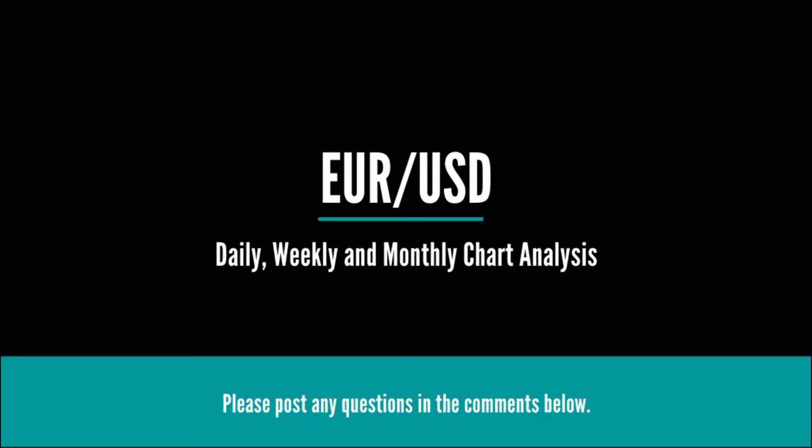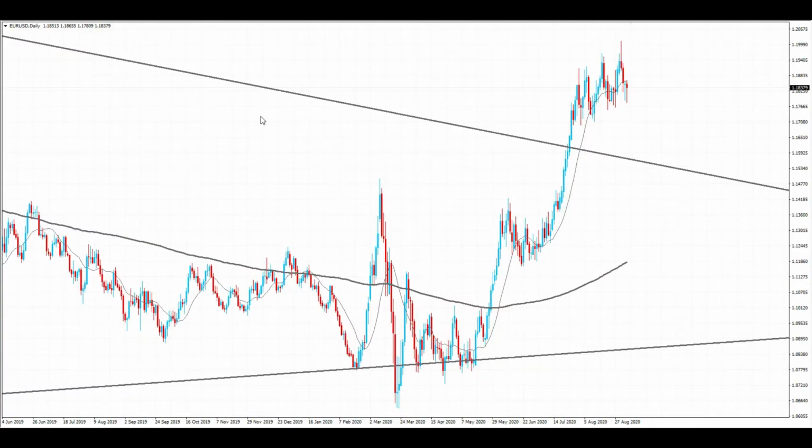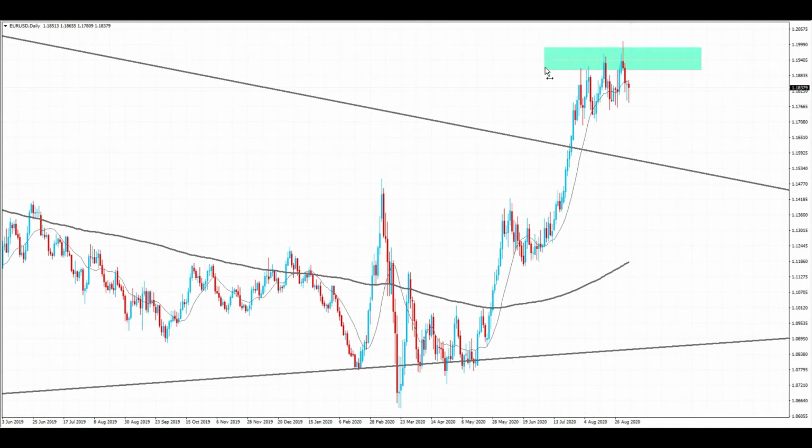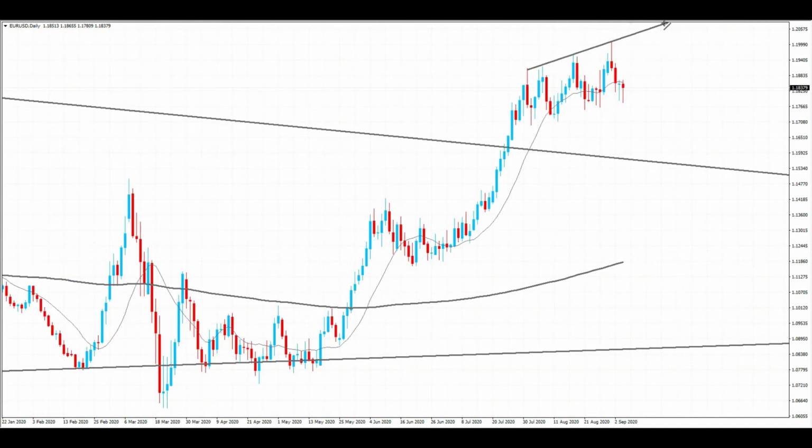First up, we have Euro USD. For Euro USD on the daily chart, you can see that we have this uptrend in the market and we found some resistance around here, and we've got this channel going on the daily chart. If I get my trend lines out, you can see that we've got this channel going here for the Euro USD on the daily chart, and it looks like we're having sort of a corrective move to the upside.